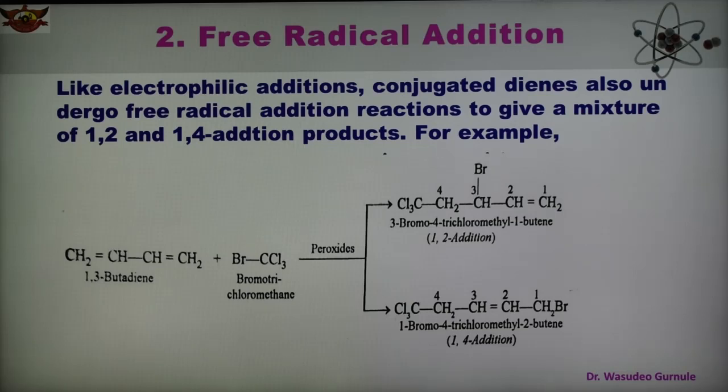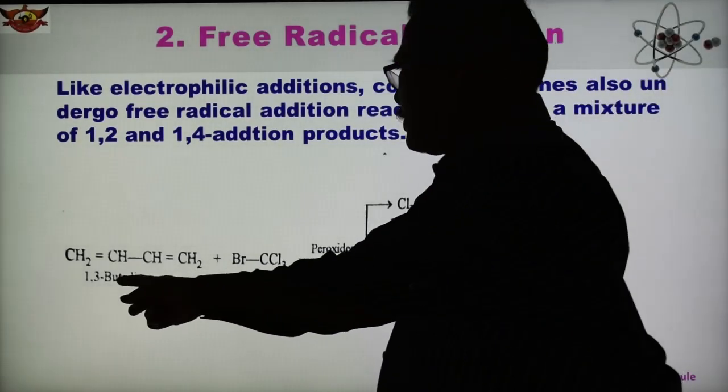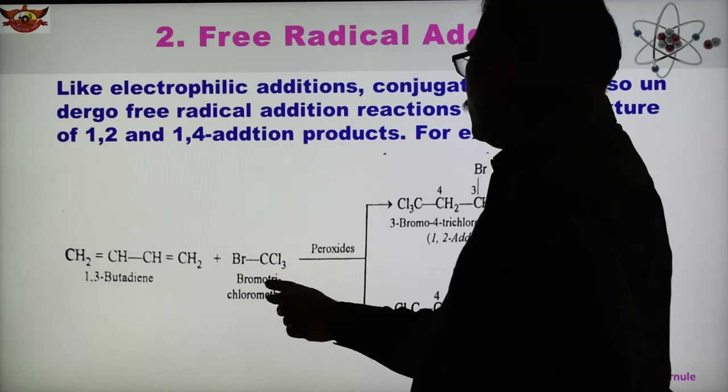Again, now this is a similar reaction as we have seen in the addition of halogen. So here this is the 1,3-butadiene and this is the bromotrichloromethane.